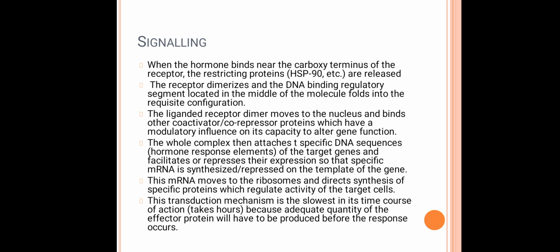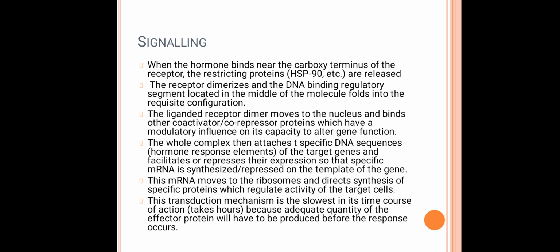Now, if you see the signaling, whenever the hormone binds to the ligand binding domain of the receptor, the heat shock protein will be released, because in the normal stage the heat shock protein prevents the receptor from binding to the DNA. When the agonist binds to the ligand binding domain, this heat shock protein will be released. The receptor is going to dimerize. It can be either a homodimer or a heterodimer. Once the receptor dimerizes, the DNA binding domain will fold into the necessary configuration, which will help the receptor move inside the nucleus.